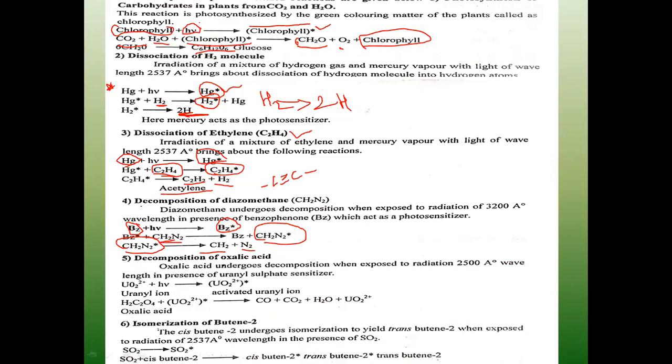Then another example is the decomposition of oxalic acid. We already discussed it. In the presence of uranyl sulfate, which acts as the activated molecule or donor molecule or photosensitizer, it absorbs energy and transfers its energy to the oxalic acid. In a triplet energy level, this oxalic acid is excited and then it decomposes into CO, CO2 and H2O.